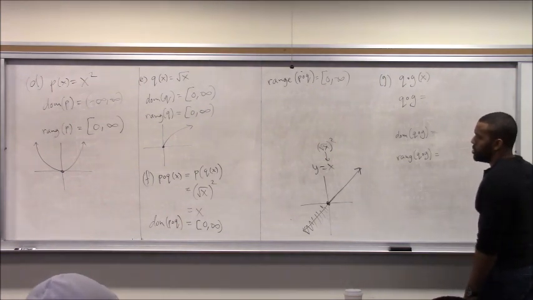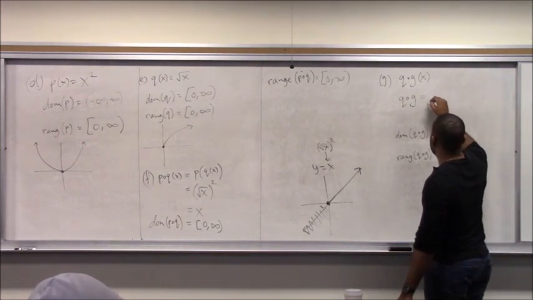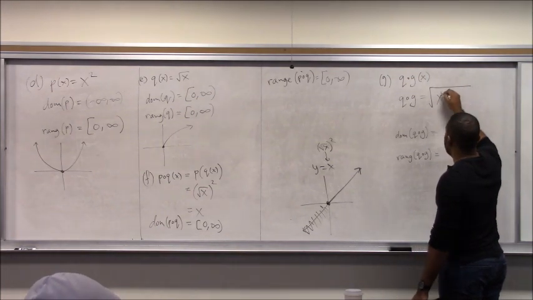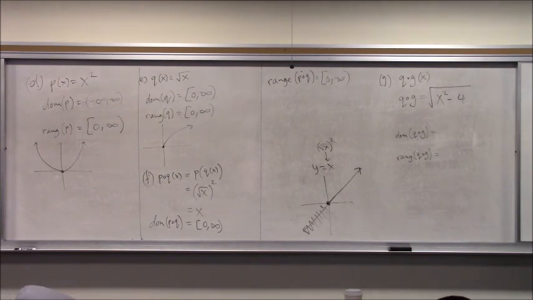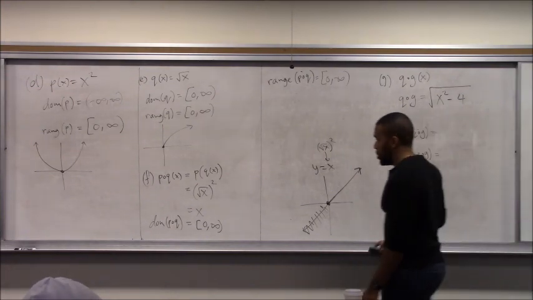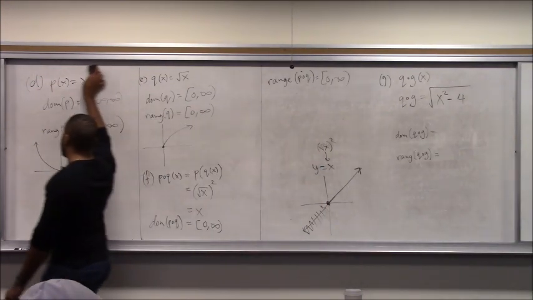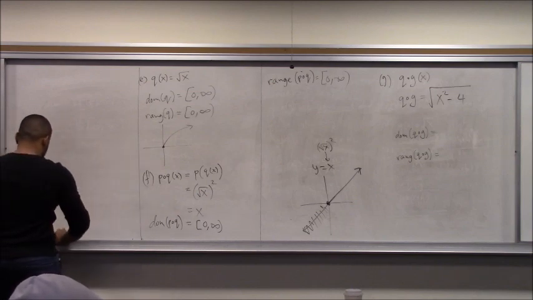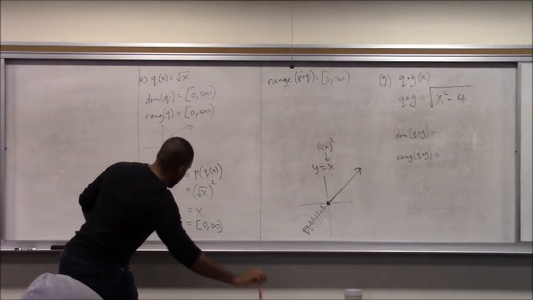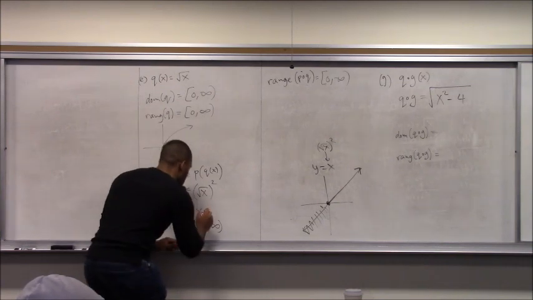Okay, Q of G. So Q was the radical, and G, I believe, was x squared minus 4. How did we do that? Well, we've seen something like that before. Let's see how much you remember. What's the domain of that?